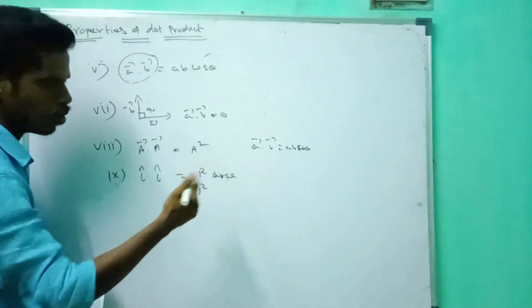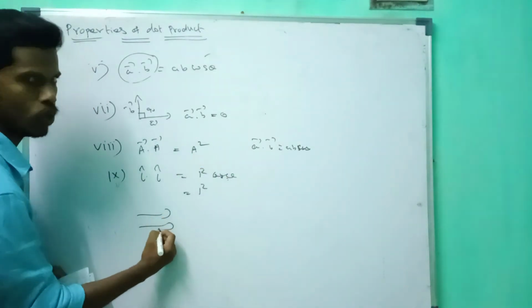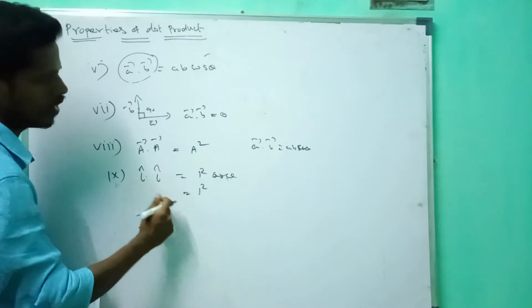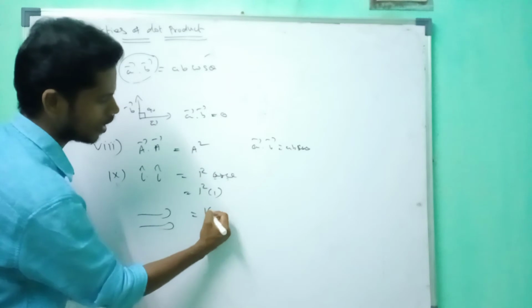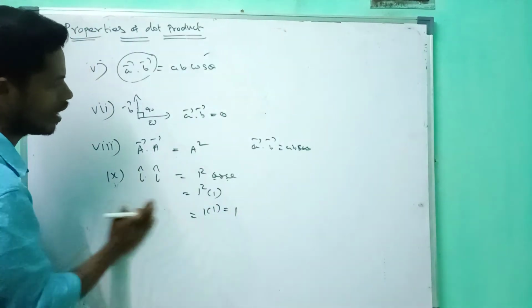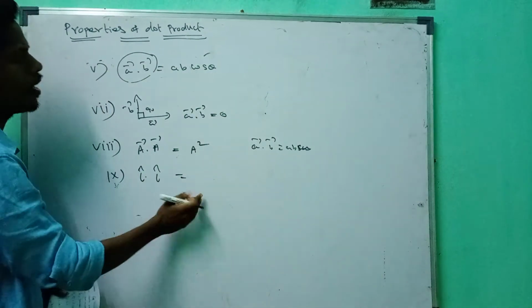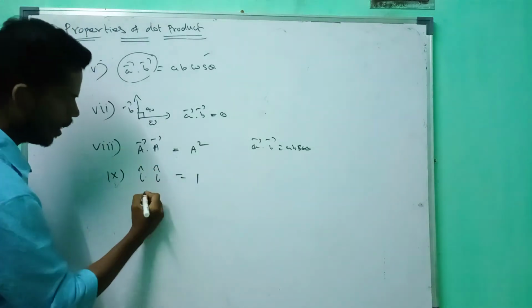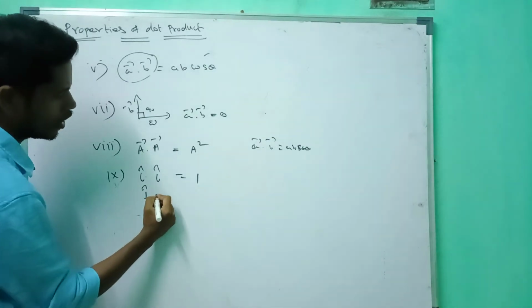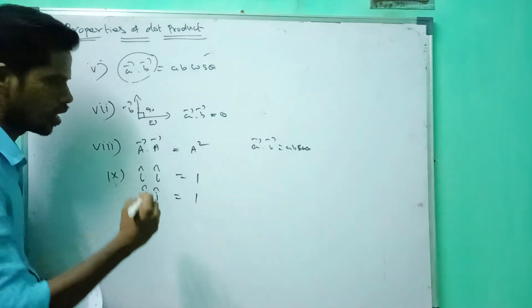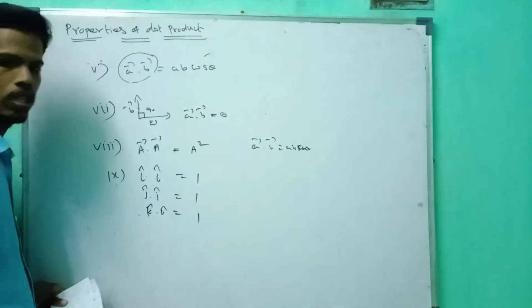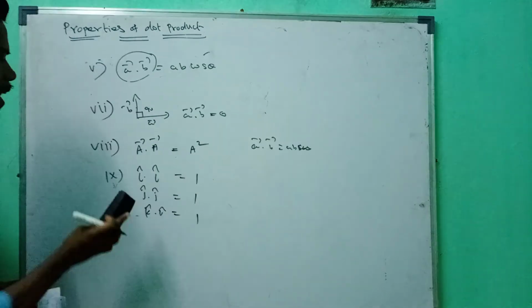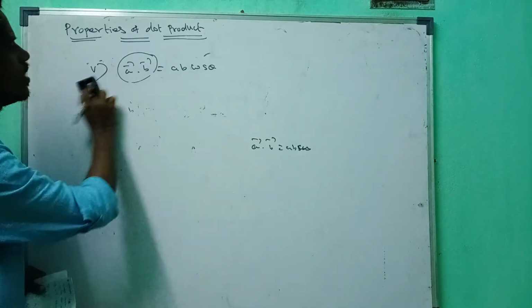Theta is 0 because this is also I, this is also I. The theta between the two vectors is 0. So here cos 0 is again 1. 1 square is 1. Here also 1. It becomes 1. So what I am telling, I cap dot I cap will be 1. Similarly, J cap dot J cap is 1. And K cap dot K cap will be 1. That's all.